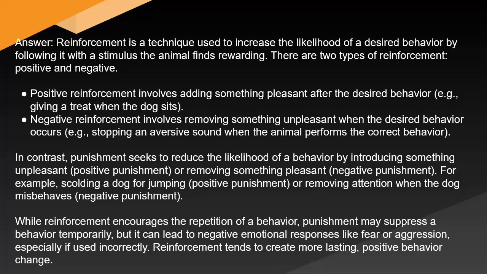the correct behavior. In contrast, punishment seeks to reduce the likelihood of a behavior by introducing something unpleasant, positive punishment, or removing something pleasant, negative punishment. For example, scolding a dog for jumping, positive punishment, or removing attention when the dog misbehaves, negative punishment.